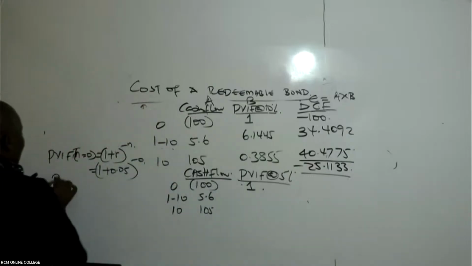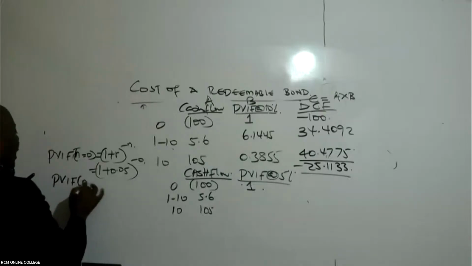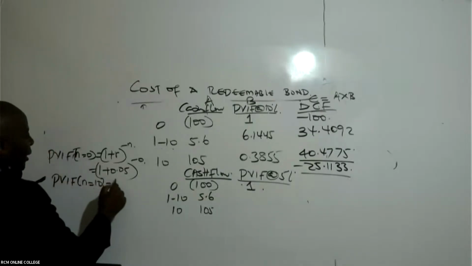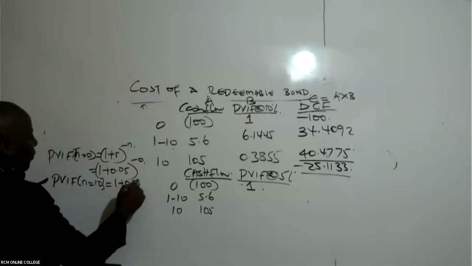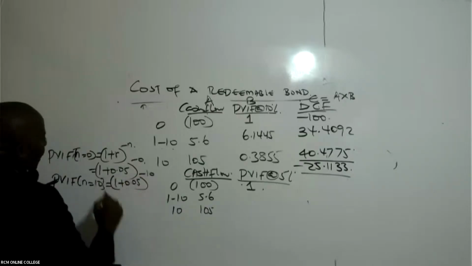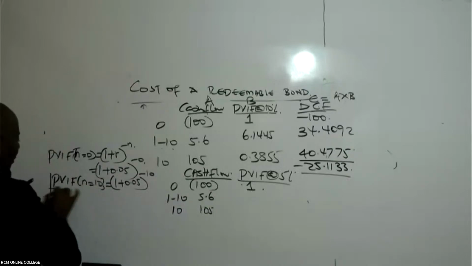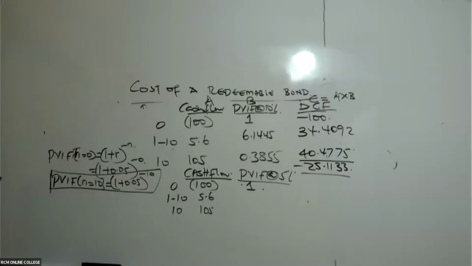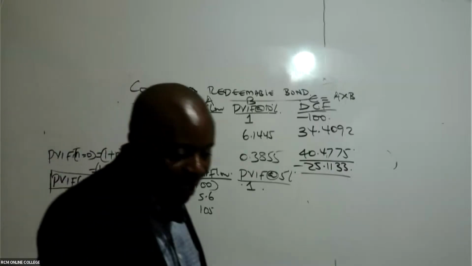How about PV when n is 10? It will be 1 plus 0.05 raised to negative 10. Somebody please walk this journey with me and ensure you're giving me these answers. When n is 10, how much do I have there?